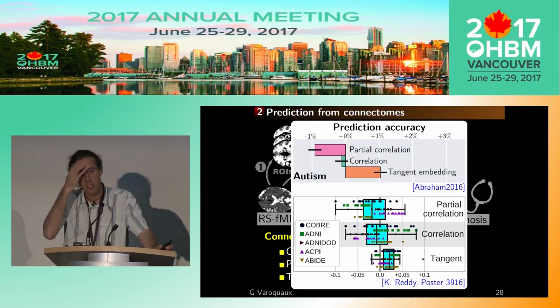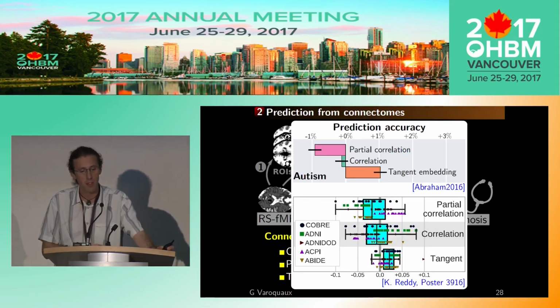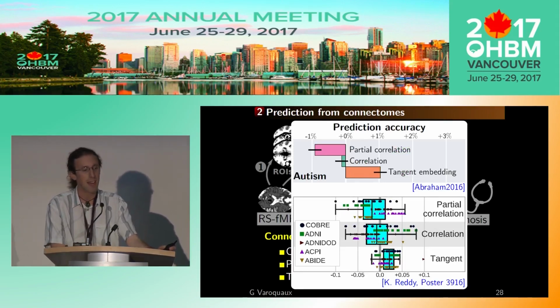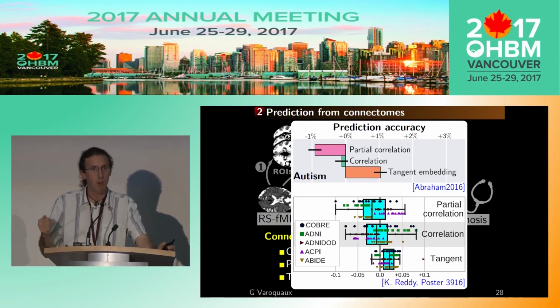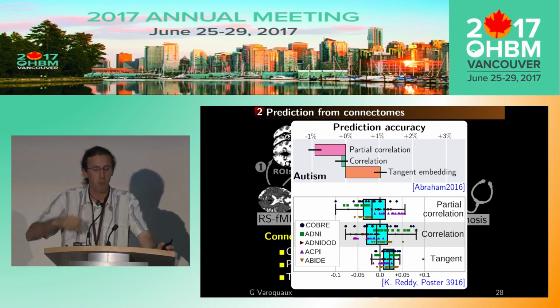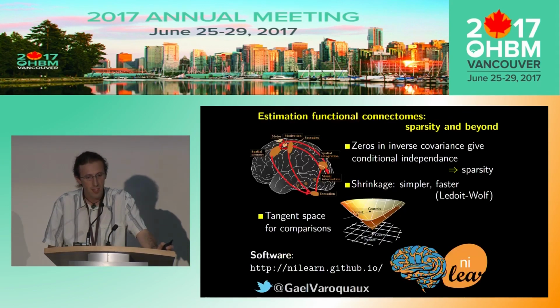To make a long story short, we've been applying this to a lot of data sets. And quite systematically, this parameterization outperforms and gives better predictive power. So I'm pretty convinced it's important, and that's why I'm talking about work that's now 7 years old.